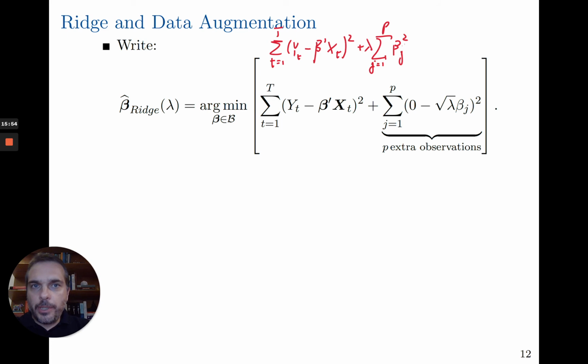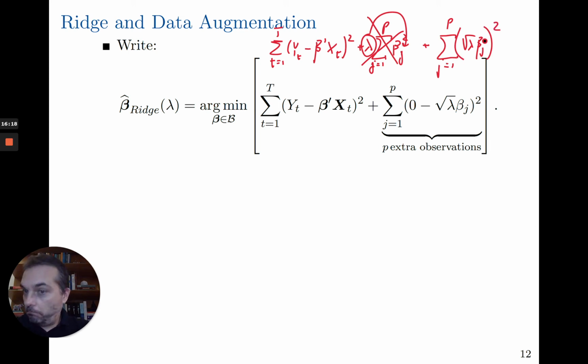But do you agree that we can take this lambda and move it here, such that we forget about this and write it this way: the sum from j equal to 1 to p of (square root of lambda times beta j) squared? Okay? Same thing, right? Now let's do the following.